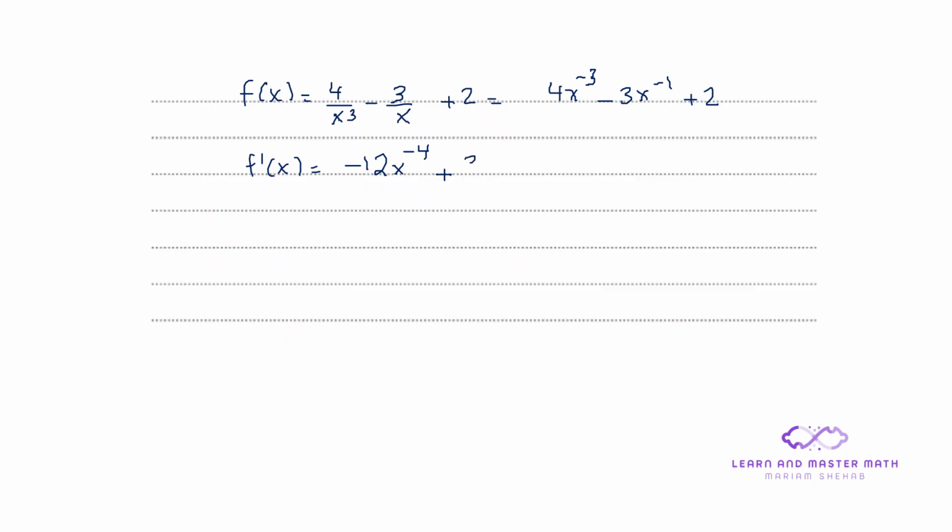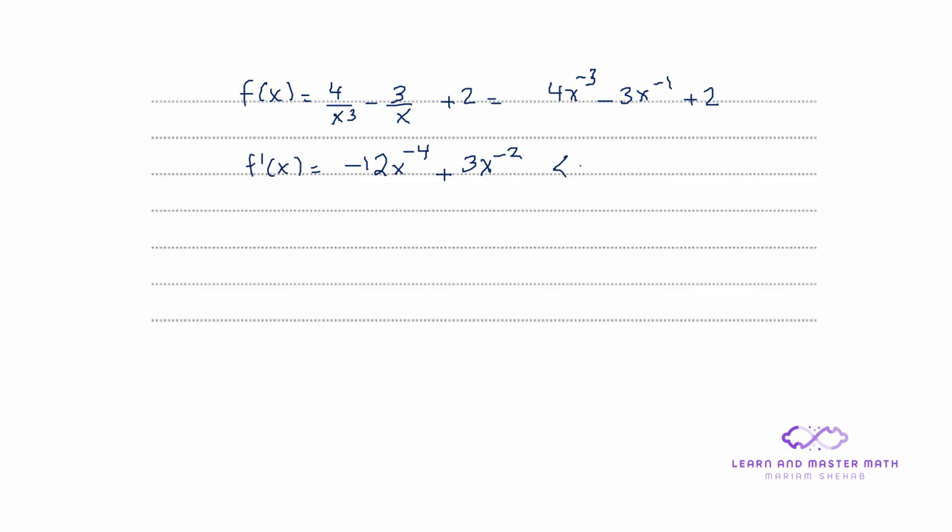So I'm gonna consider f(x) again here. f(x) is 4 over x cubed minus 3 over x plus 2, which is equivalent to 4x^-3 minus 3x^-1 plus 2. Finding f prime of x, you multiply the power with the coefficient, so negative 12, x power minus 3 minus 1 is minus 4, and then minus 3 times negative 1 is positive 3, x power negative 2, and the derivative of the constant here is 0.